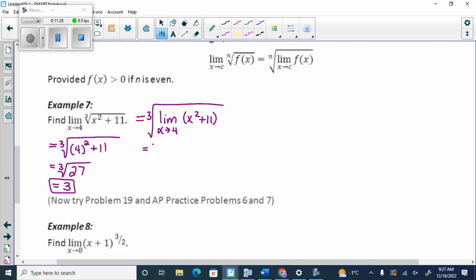Okay. So for this one, we plug the 4 in. We get 4 squared plus 11. And so we get the cube root of 27.